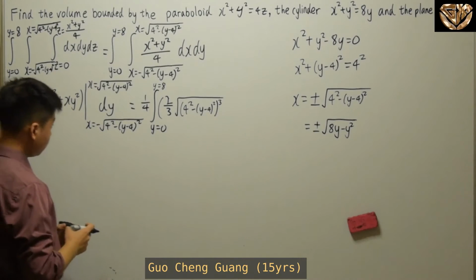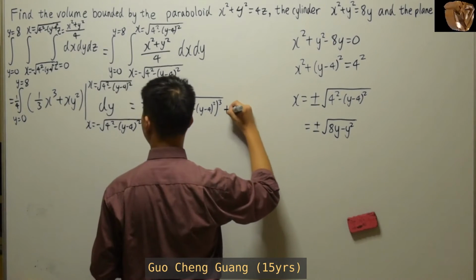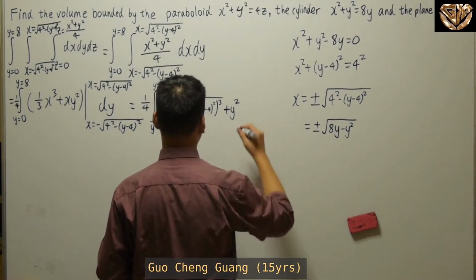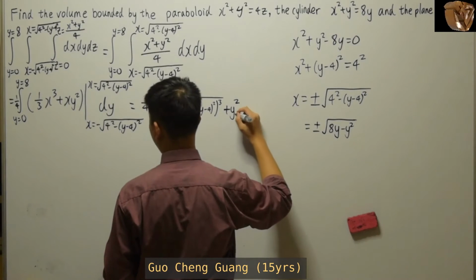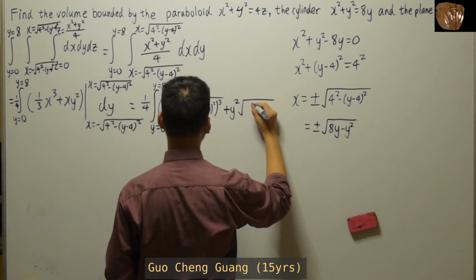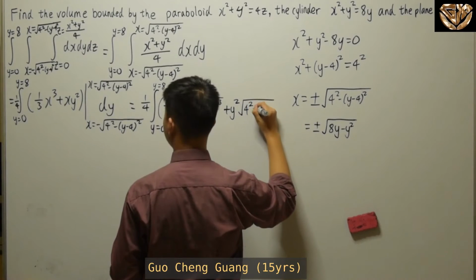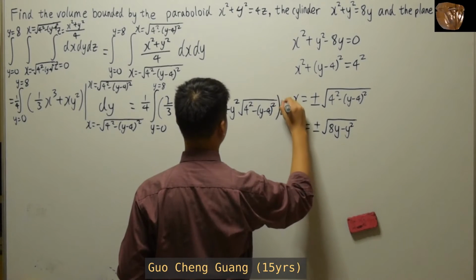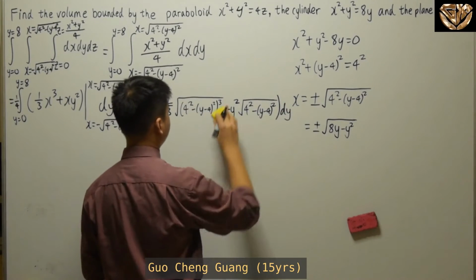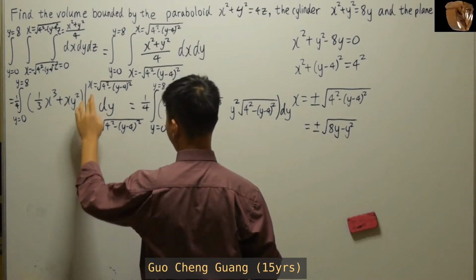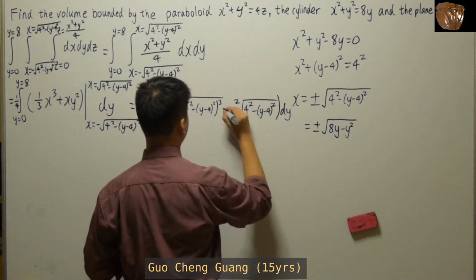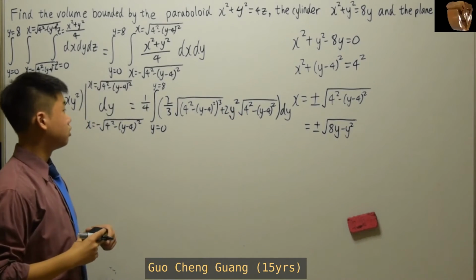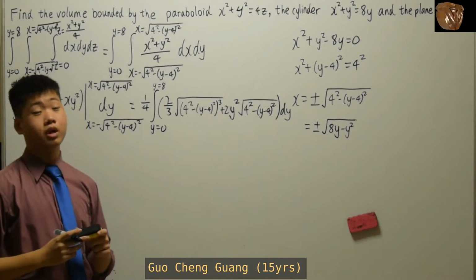Now we can take a look at the part behind. For the latter part, we are going to see y squared times square root of 4 squared minus (y minus 4) squared, and then dy. But since you also have a positive and a negative part, you are also going to multiply this by 2. So this will be the integration that we will now have to solve.